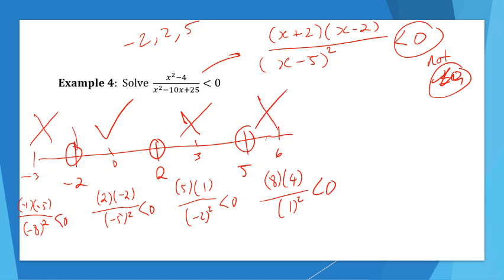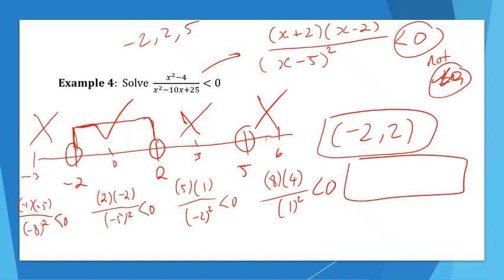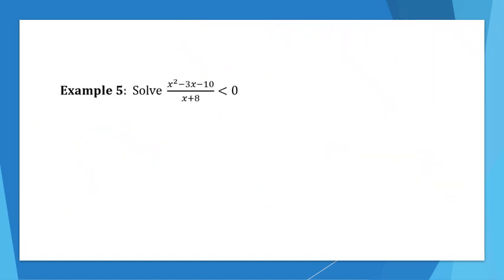And so our only solution set should be right there, which means we're going to have from -2 to 2 is going to be one of our answers, or you could have that as your second answer there. All right, example number 5 here. We also need to put this in factored form.